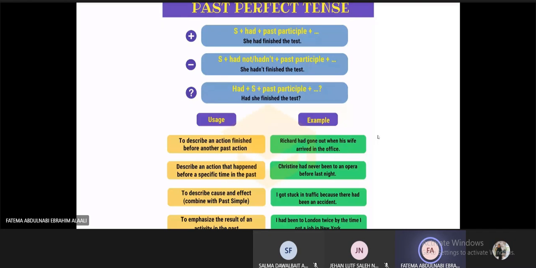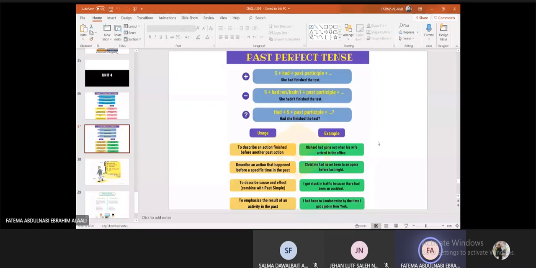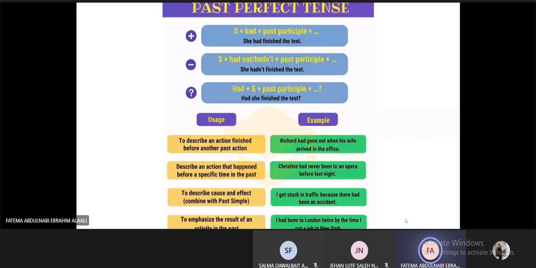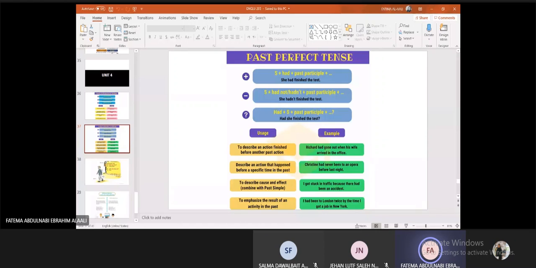Number four, to emphasize the result of an activity in the past. Okay. نتيجة لحدث صار في الماضي. Like I had been to London twice by the time I got a job in New York. Okay. So this is the past perfect tense.